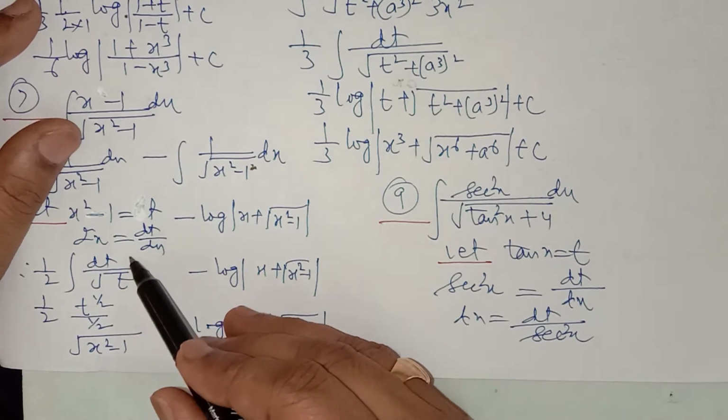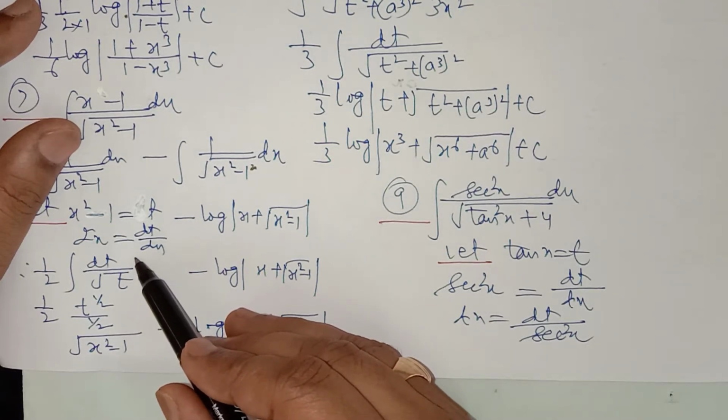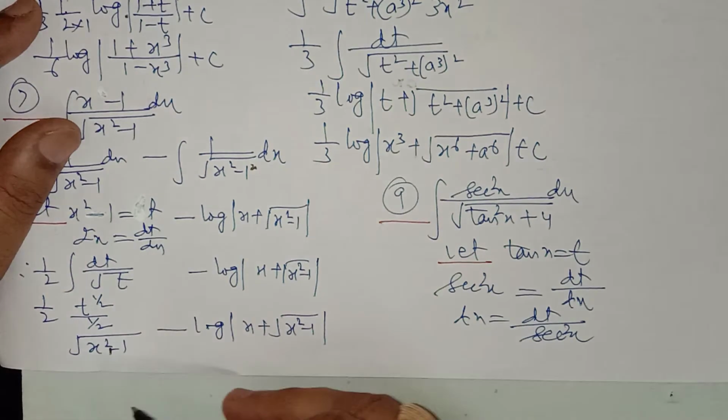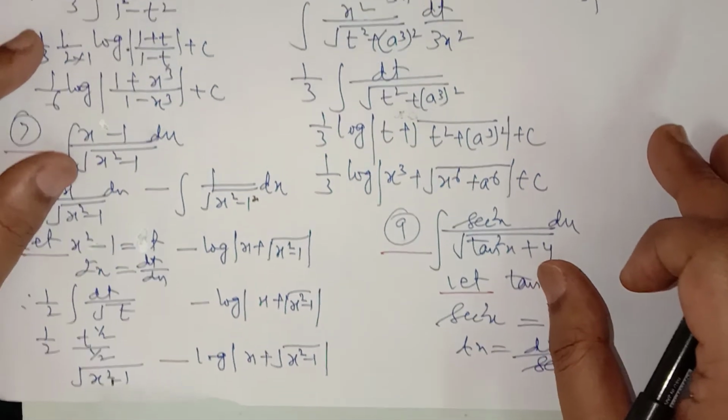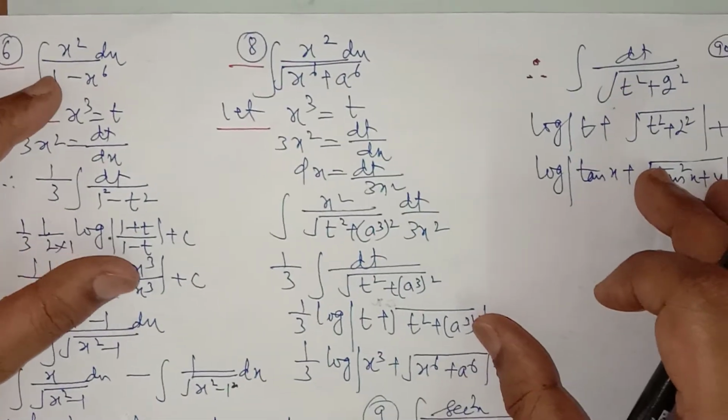Now integrate t to the power minus half, which is t to the power minus half plus 1 upon minus half plus 1, and replace the value of t, which is equal to x square minus 1. Similarly is question number 8.